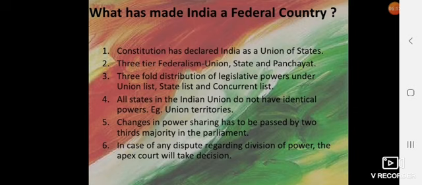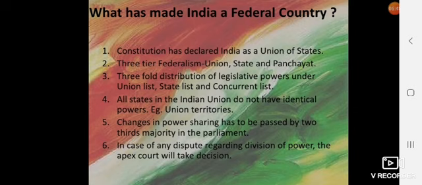All states in the Indian Union do not have identical powers. Now this one is very important. In India, all the states do not have identical power. Some states enjoy a special status. For example, we can take the example of Sikkim. Indians who are not permanent residents of the state of Sikkim cannot buy land or a house there. Similarly, like Sikkim, special provisions exist for some other states of India as well.